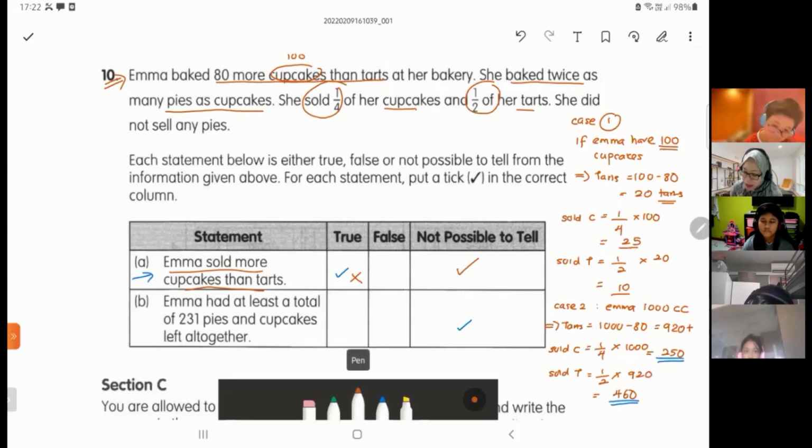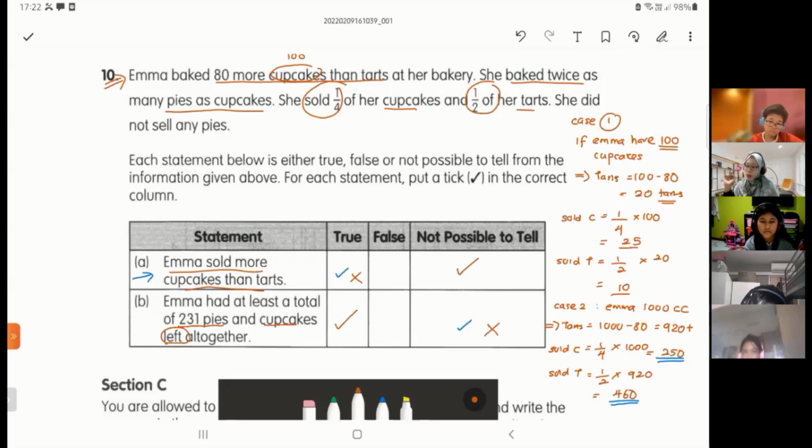Okay, now B. Emma had at least a total of 231 pies and cupcakes left altogether. So the answer here is true. Why is that so? I'm going to work it out on the left hand side. Since she has 80 more cupcakes than tarts at first and sold 1/4 of her cupcakes, the least number of cupcakes that she could have at first is 80 plus 4.